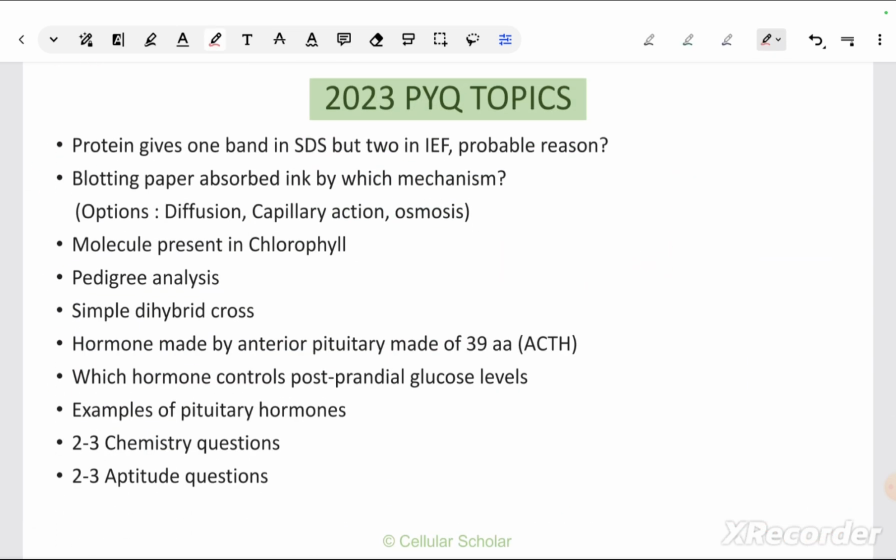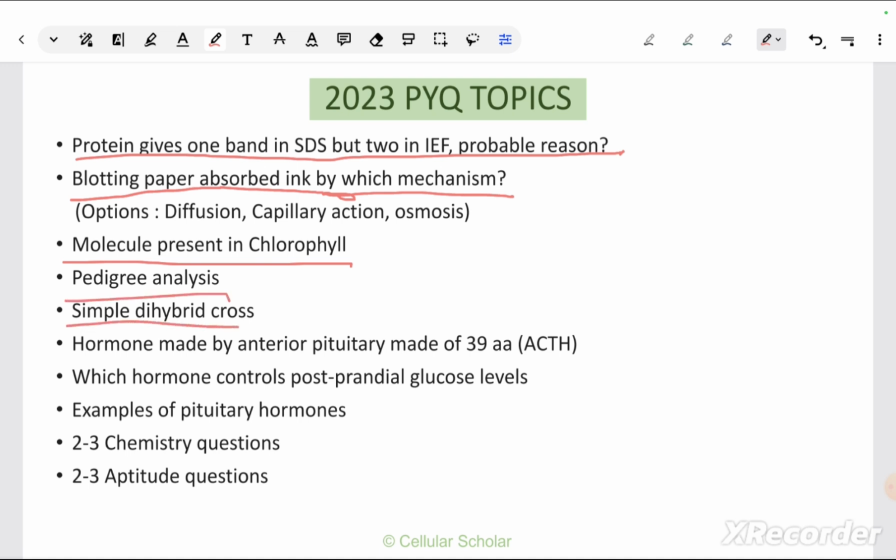Again, they ask questions from protein and SDS. Protein gives one band in SDS but two in IEF, probable reason. Blotting paper absorbs ink by which mechanism? Molecule present in chlorophyll. Pedigree analysis. Simple dihybrid cross. I think these two questions were from genetics and were quite easy.